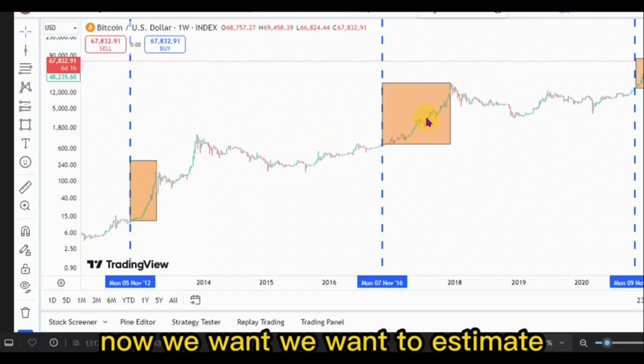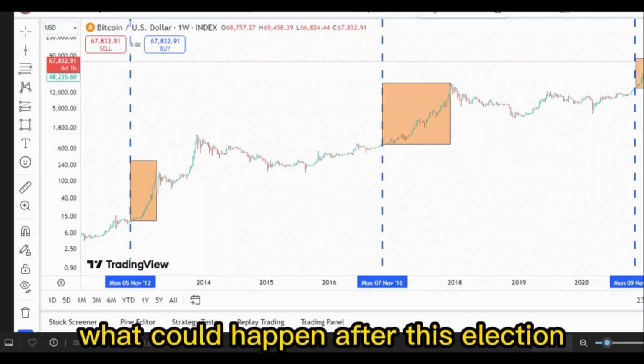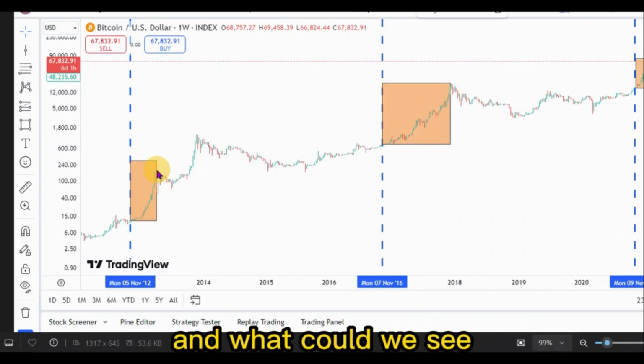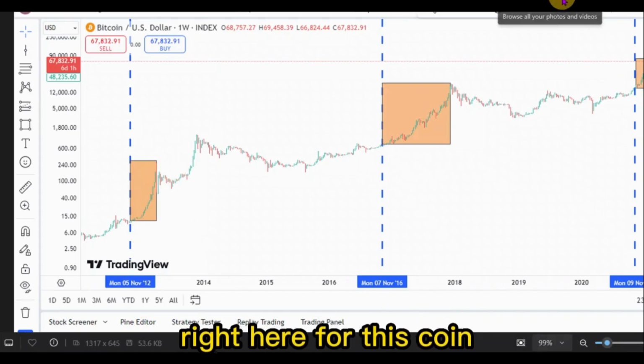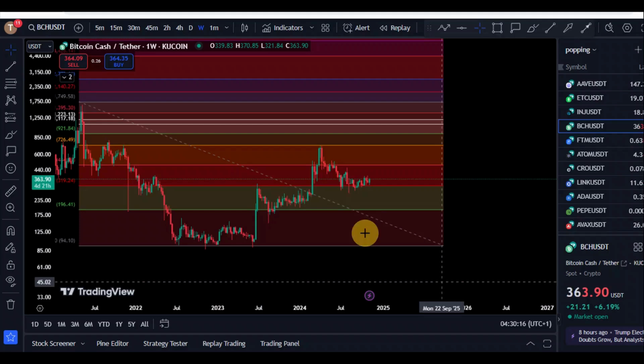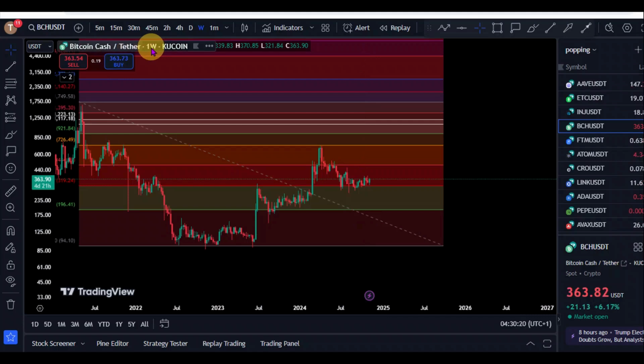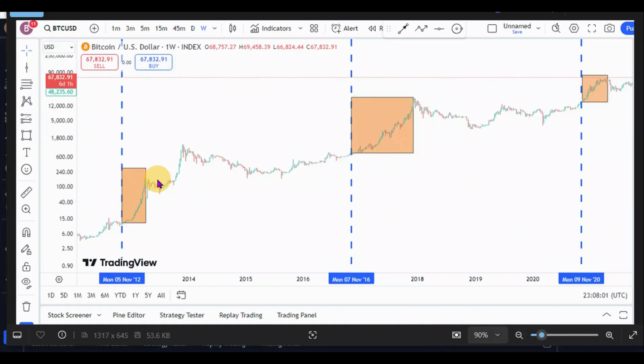Now, we want to estimate what could happen after this election and what we could see as the price prediction right here for this coin. So we are on the chart right here for Bitcoin Cash versus the USD Theta on the weekly time frame. KuCoin is the data source. And to find our post election cycle theory price prediction, remember our post election cycle theory always says after every election we usually see a massive pump in the crypto market. Same thing in 2016, massive pump in 2020.